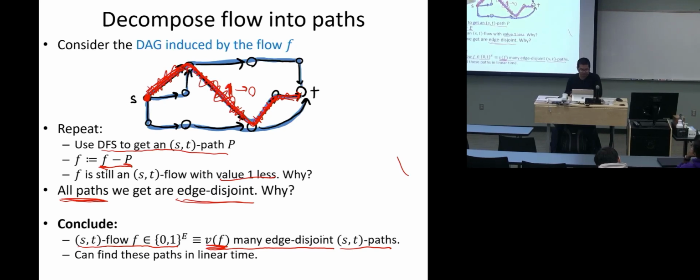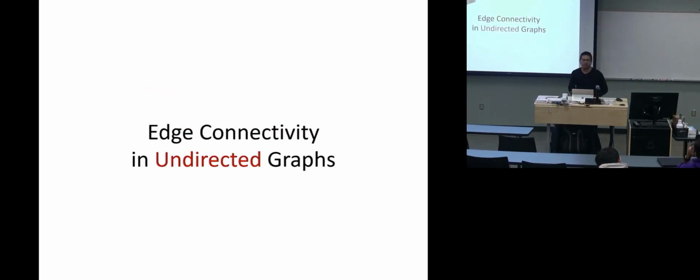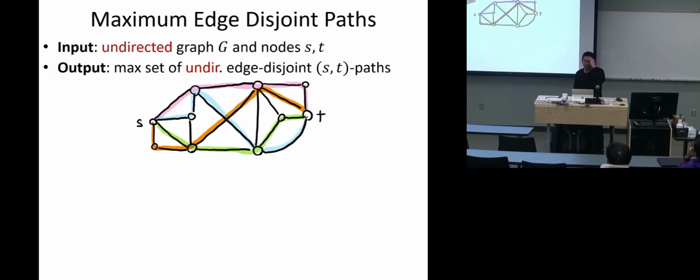So that's another problem we solve. Let's look at the same problem but in the undirected graph. Okay. So now let me ask the same question, edge disjoint path, but now the graph is undirected. So what I want is a maximum set of undirected edge disjoint paths from S to T. So this is one example.